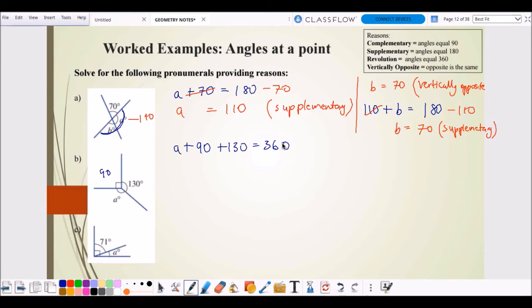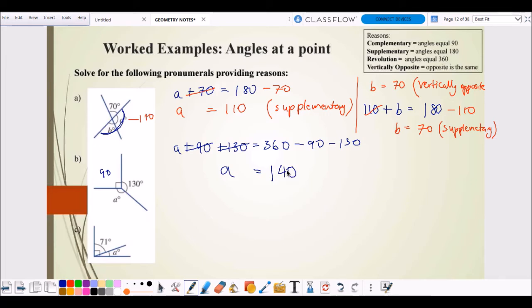So I say that again. It is revolution, that's correct. But how do I solve this? I now have to take away 90 and take away 130. Good. Yeah, take away 90, take away 130. Okay. So if you do that, take away the 90, take away the 130. Okay, that will give you the angle for A. So in this case, that would be 120, so 140. Okay, so the angle for A is 140.